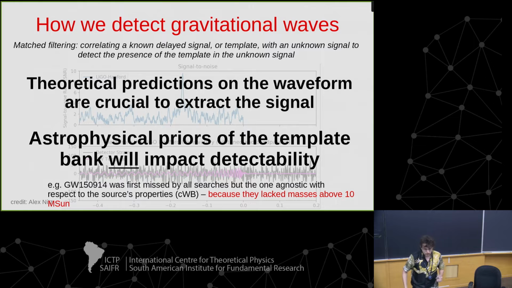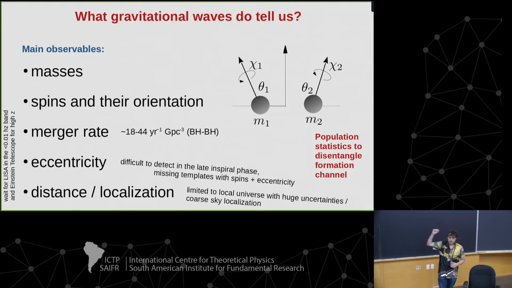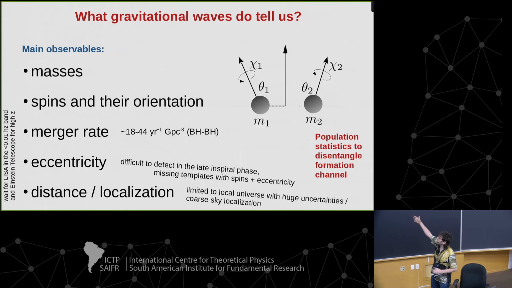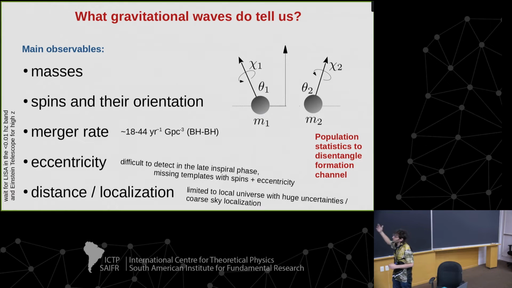The main idea is to use this to connect the properties of the signal to the original environment. One way to do it is to look at the entire population of mergers. What we can extract from the gravitational wave signal are the masses, the spins and the orientation, the merger rate, so how frequent they are, the eccentricity in principle, and also the distance and localization. Although at the moment we are limited to the local universe, and the localization is very, very coarse. But things will improve, of course.